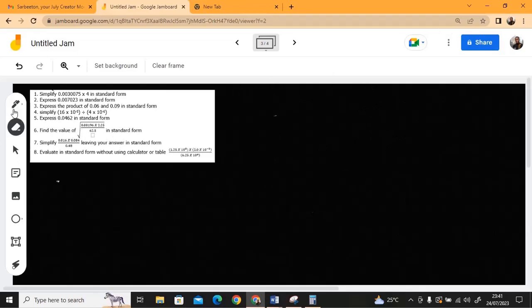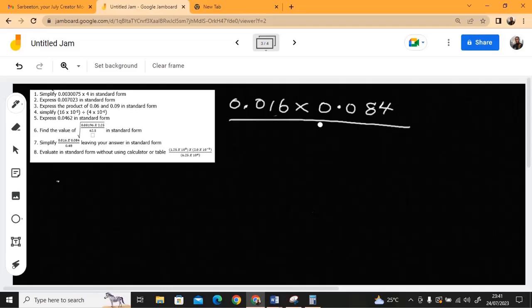Now this one doesn't have. I will be very careful now. So we have 0.016 times 0.0884 over 0.48. Now what I said earlier is that you make this thing in ordinary form to make it easier for you, take to ordinary form.